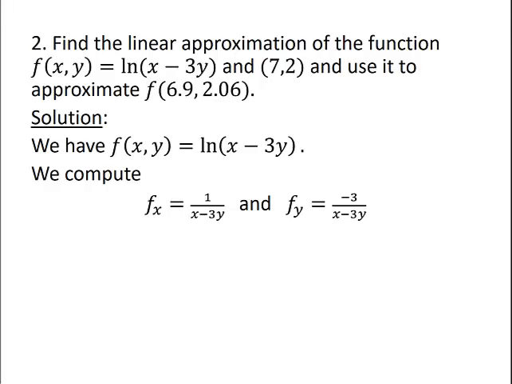So the partial derivative of f with respect to x is 1 over x minus 3y. And the partial derivative of f with respect to y, we would do 1 over x minus 3y times negative 3. We're now going to evaluate these partial derivatives at the point of tangency we're interested in, so the point (7, 2). And at that point, our partial derivative of f with respect to x is 1, and our partial derivative of f with respect to y is negative 3.